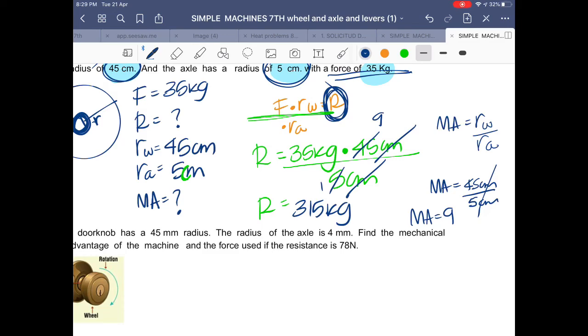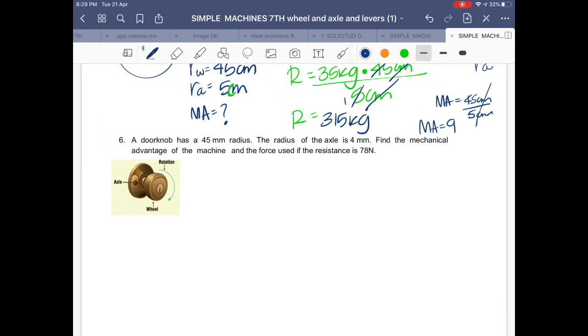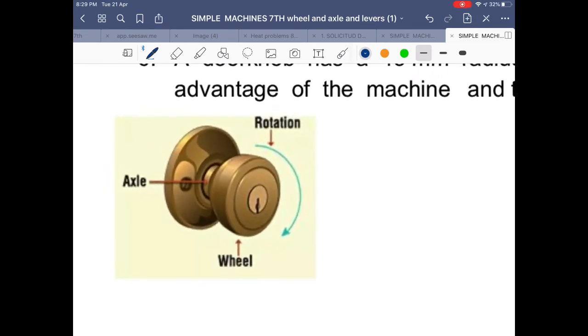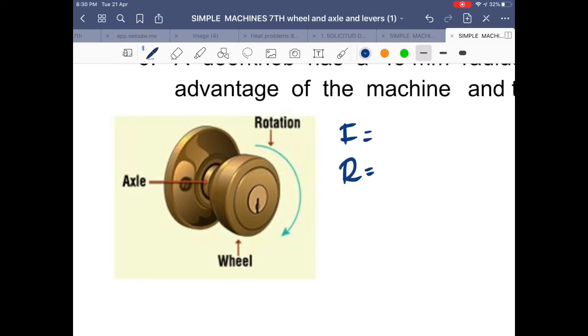Okay? I will do the next problem with you guys as well. A doorknob has a 45 millimeter radius. The radius of the axle is 4 millimeters. Find the mechanical advantage of the machine and the force used if the resistance is 78 newtons. Okay, so in this one, you have here the wheel, and here you have the axle. Okay, so we have force and resistance as always, radius of the wheel, and radius of the axle.